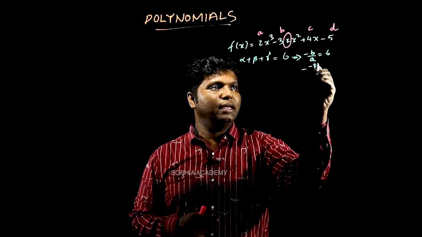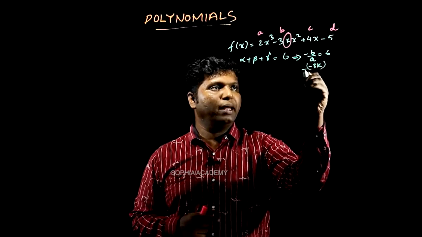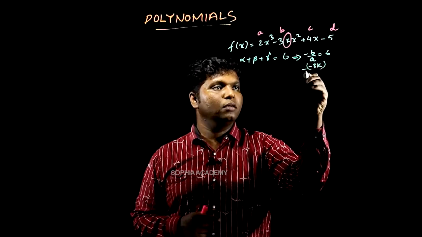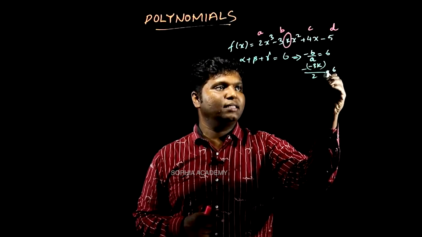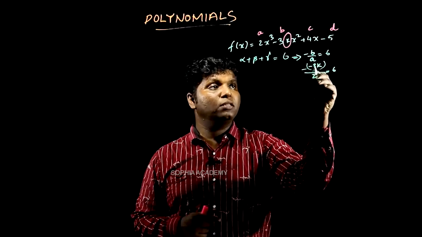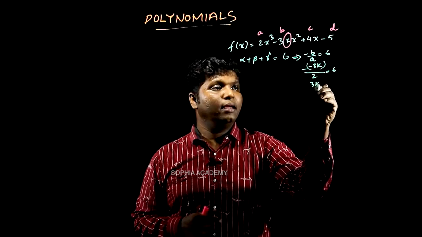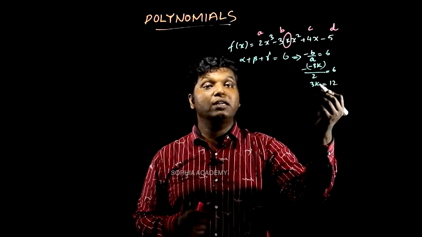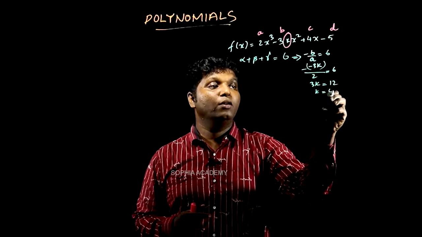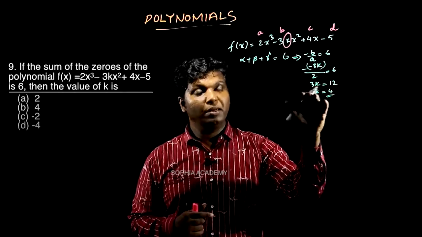So minus of minus 3k, divided by a. The value of a is 2, and that is 6. So minus and minus will become plus. So we can write 3k is equal to, multiplying this together, you will get 12. From this it is very clear the value of k will be 4, because 12 by 3 is 4.